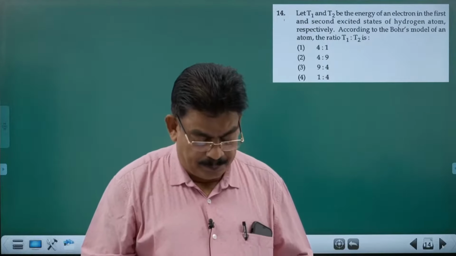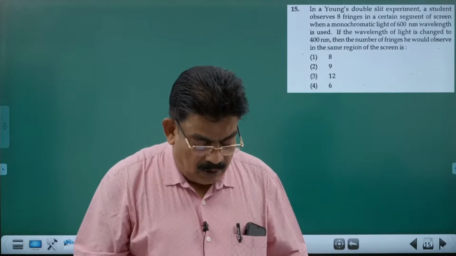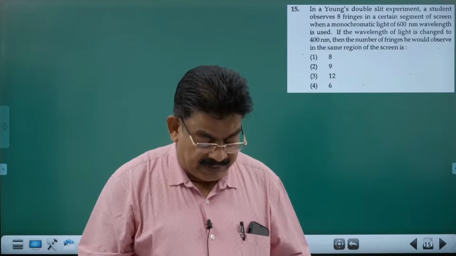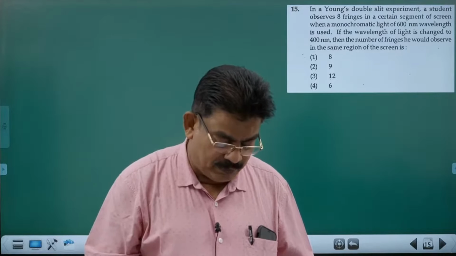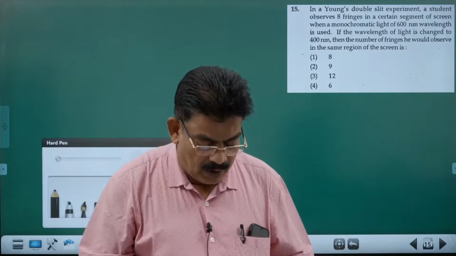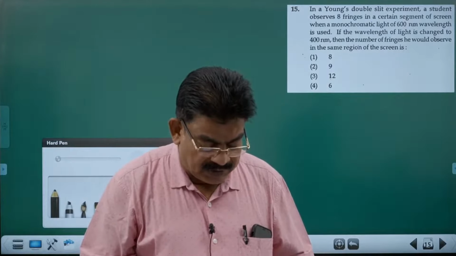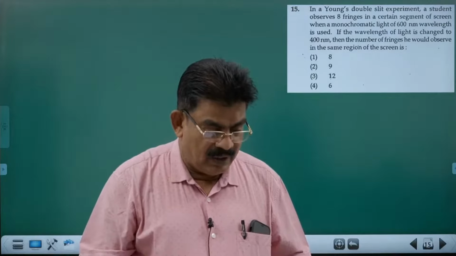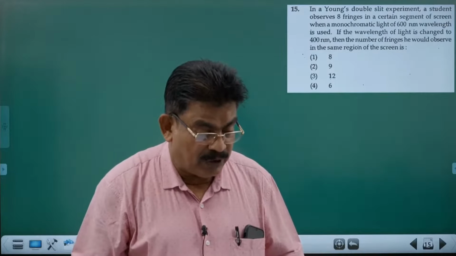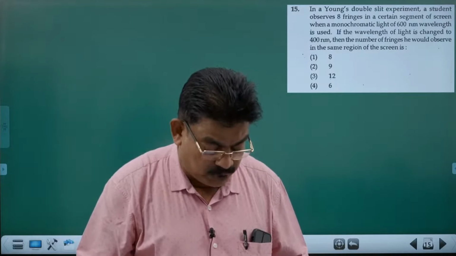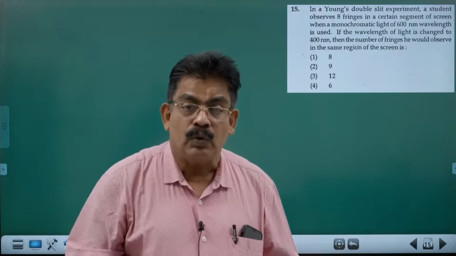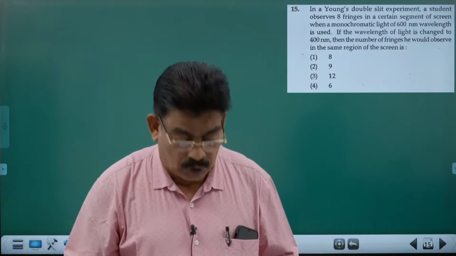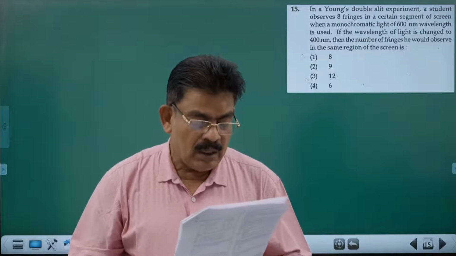Question number 15. Here we have to find the number of fringes in the second case. A simple way we can work it out. The wavelength has changed from 600 to 400, so the wavelength became 2/3. The number of fringes will become 3/2 of the previous value. 3/2 of 8 comes to be 12. So the answer is 3.